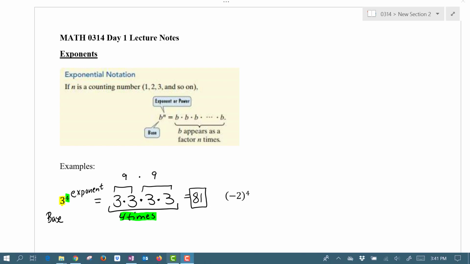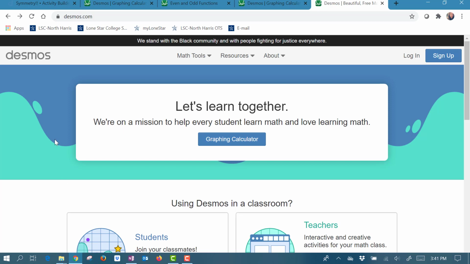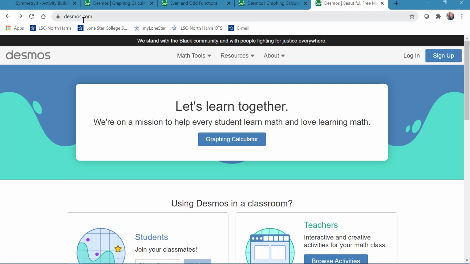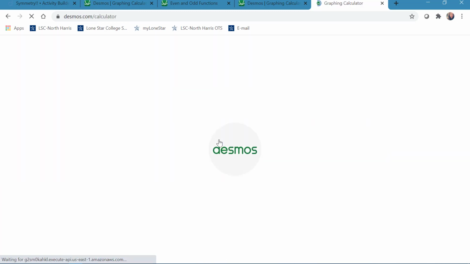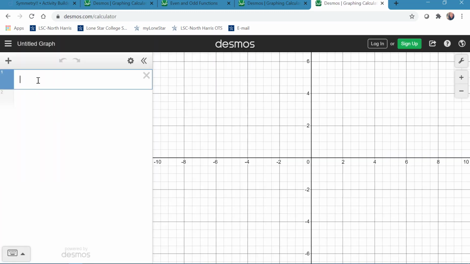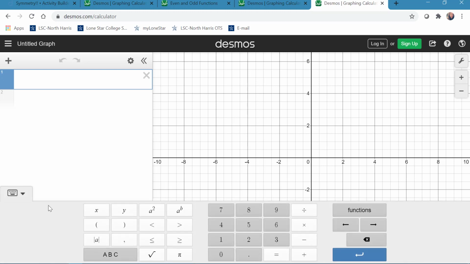I'm going to recommend an online calculator called Desmos, desmos.com. If you go to that website, you're going to click on Graphing Calculator. And then at the bottom left, you're going to see a keypad. If you click on the keypad, we're going to do 3 times 3 times 3 times 3. And that gives us 81. So you're welcome to use Desmos to do the calculations.